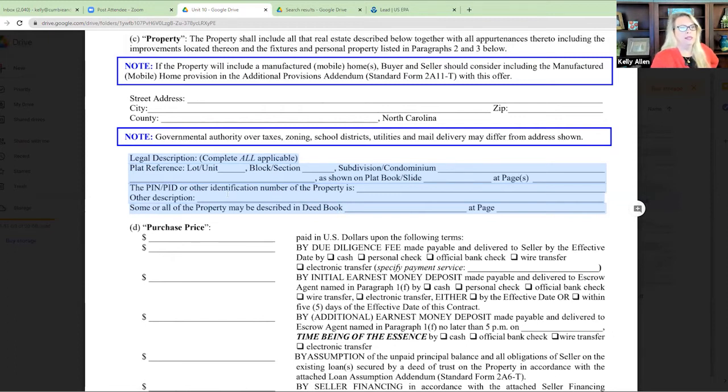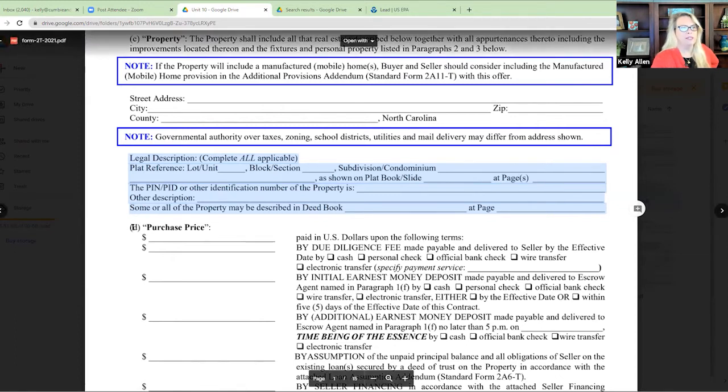You will also put in the tax ID or PIN number of the property. You can find all of this using your county's GIS system, or you can just haul yourself down to your local courthouse and look it all up. Well, we would go to the Register of Deeds office more than likely.